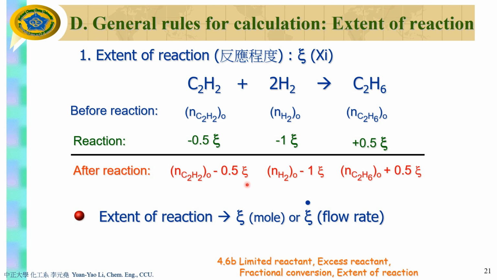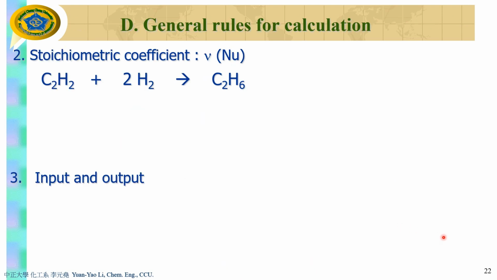So the thing you need to learn is that Xc is the extent of reaction. And if you use Xc with a dot over it, that means this is a molar flow rate.